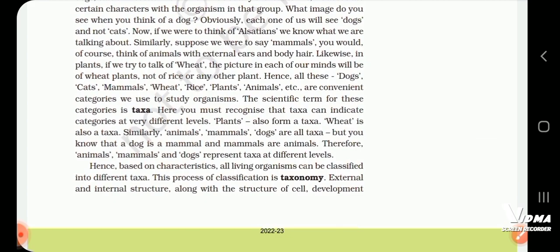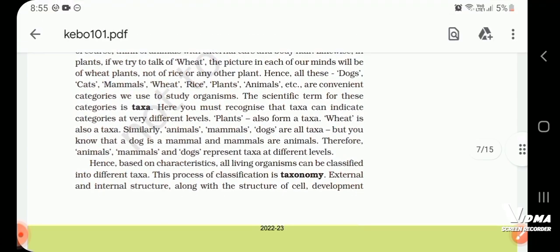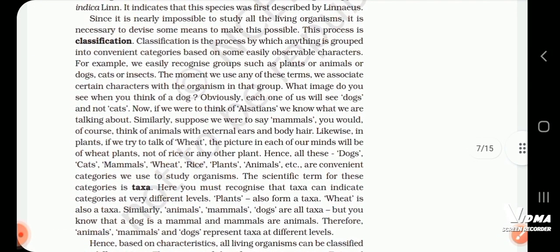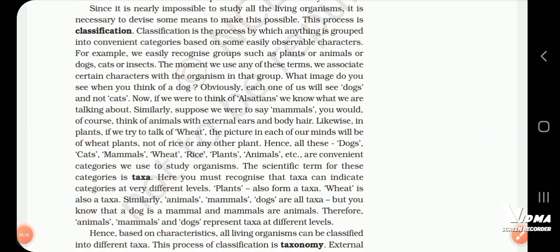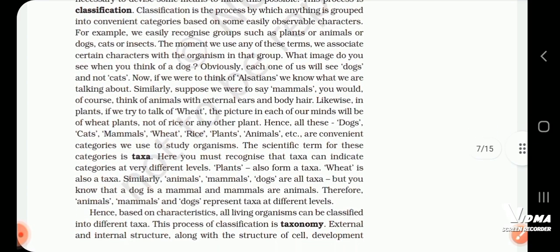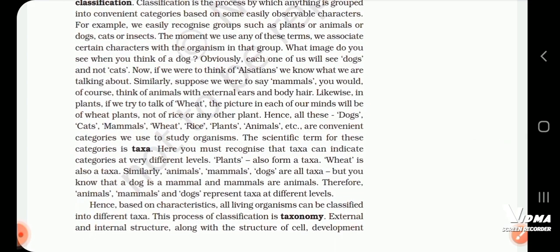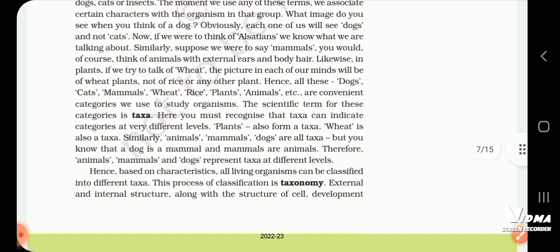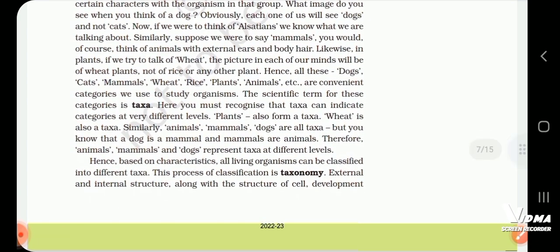not cats. Now, if we were to think of Alsatians, we know what we are talking about. Similarly, suppose we were to say mammals, you would of course think of animals with external ears and body hair. Likewise, in plants, if we talk of wheat, the picture in each of our minds will be a wheat plant, not a rice or any other plant.